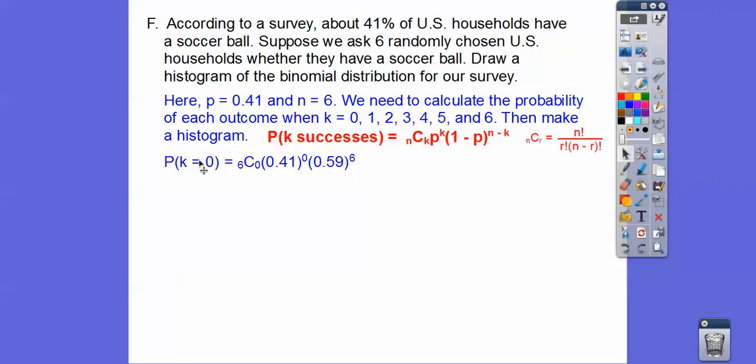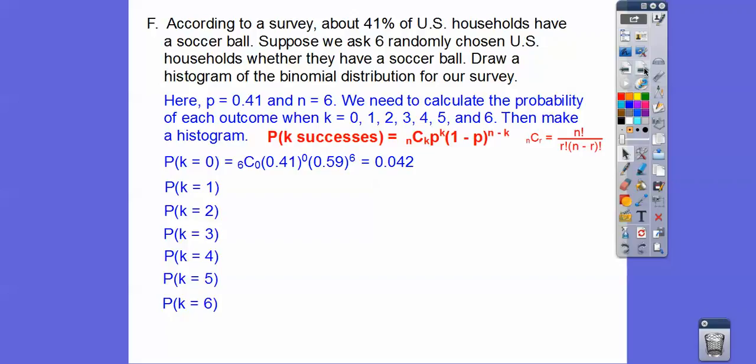Okay, so the probability that none of the households have a soccer ball. So we're going to go 6C0, times 0.41 to the k power, and then 0.59 to the n minus k power, so 6 minus 0 right there. So it's number crunching. You just plug it in and you get 0.042. Okay, so we get to do that for the other 6 scenarios, and then we're going to make a histogram with this.